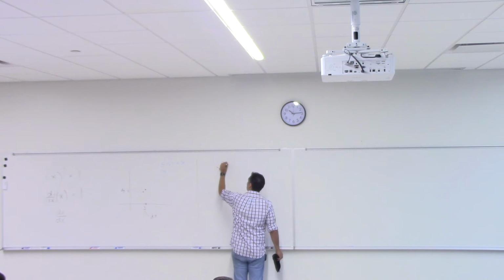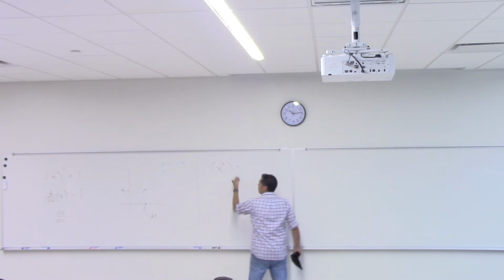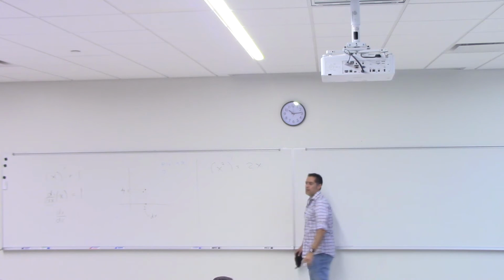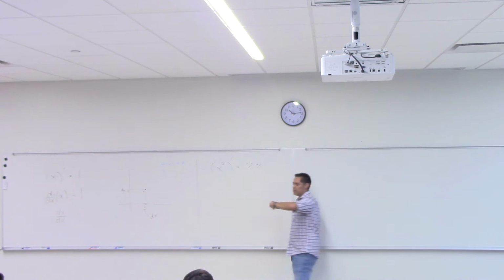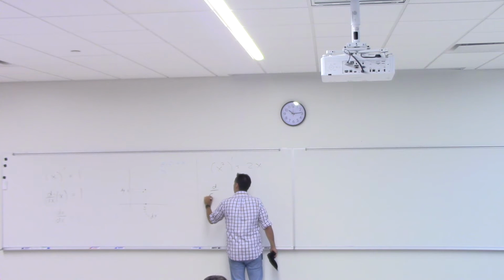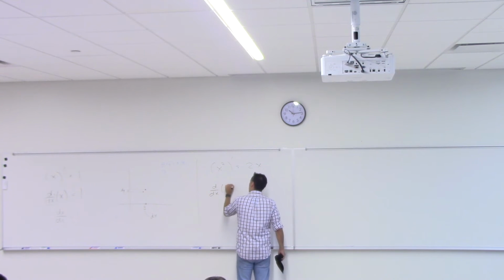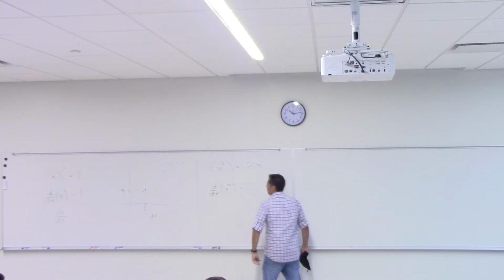If I had put x squared up here and asked you for the derivative, we all say 2x. We're all happy with that, right? But the other notation is d dx of x squared. What's that equal to?